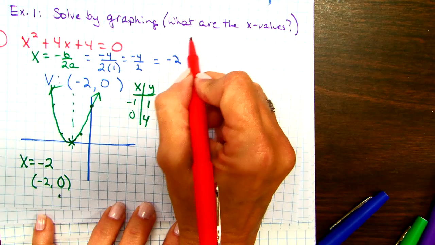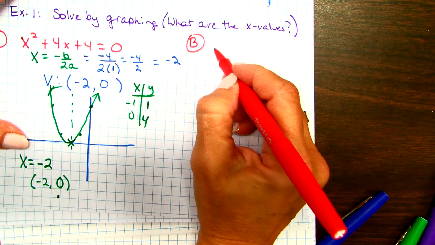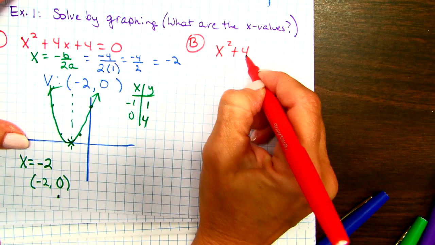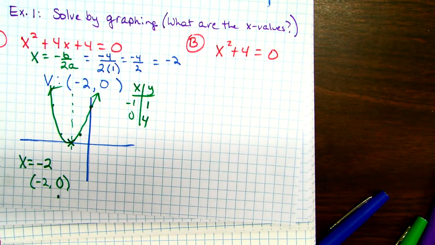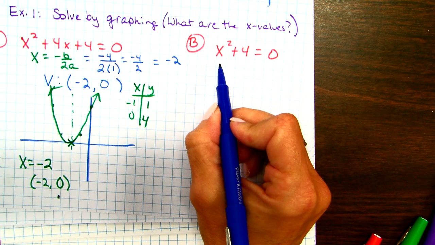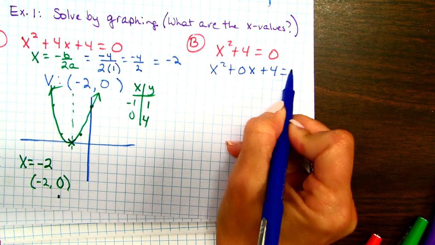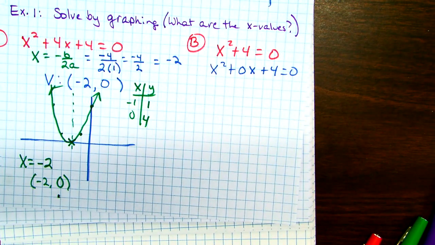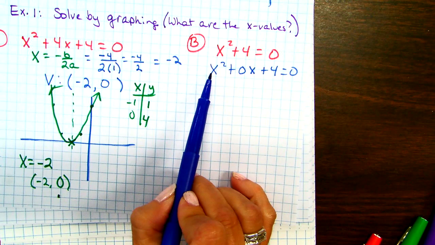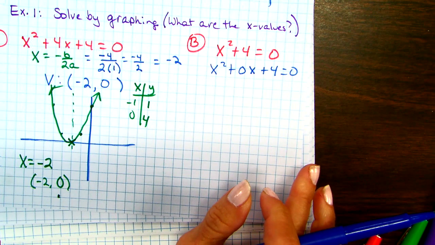Let's do another one. What if I give you this? Uh-oh. We're missing something. Or are we? Is it really missing? Think about it. You're missing the bx, right? So it's really like saying 0x. We just don't write it. If you don't have something, we just leave it out. But notice we have the x squared, so a is 1, b is 0, c is 4. So don't let that confuse you, okay?